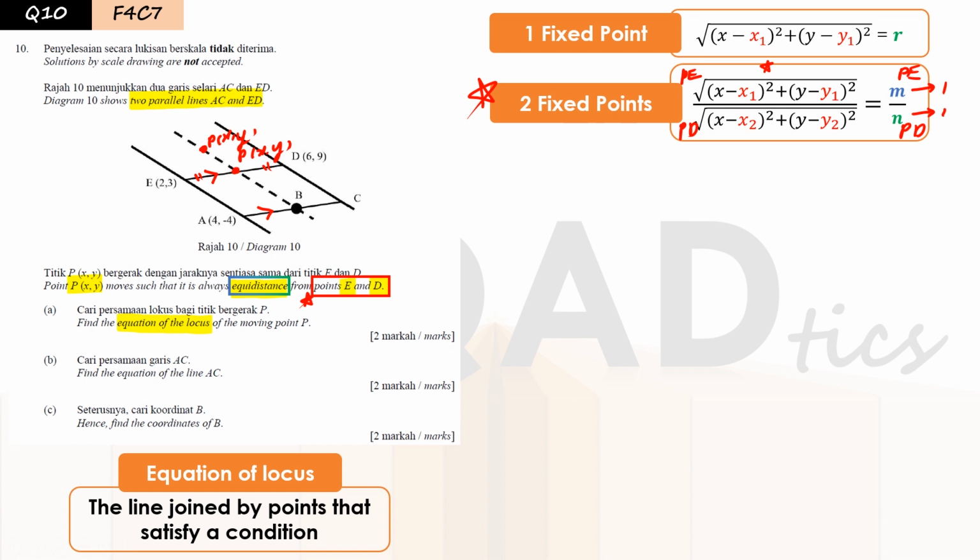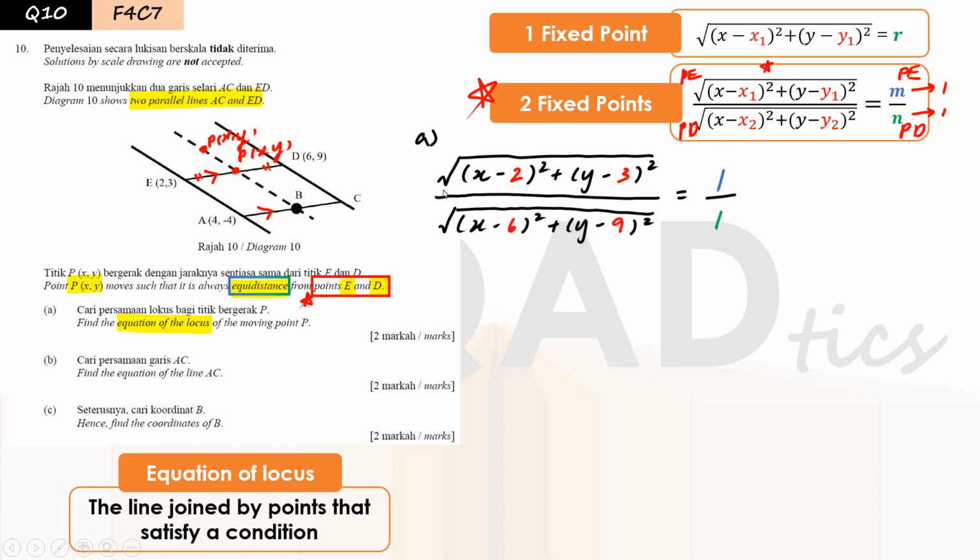Okay, so now let's start off with finding the distance using the distance formula here. The distance from P to E. The x-coordinate of P is x, the x-coordinate of E, the first fixed point, is 2, so we minus them together, and then we square it, followed by adding the y-coordinate of point P minus the y-coordinate of the first fixed point, which is 3. Okay, and then we square root, and on the right side, we put 1. Same goes for point D as well.